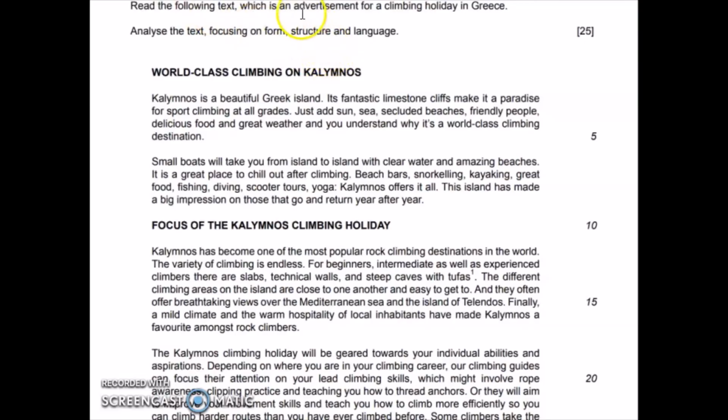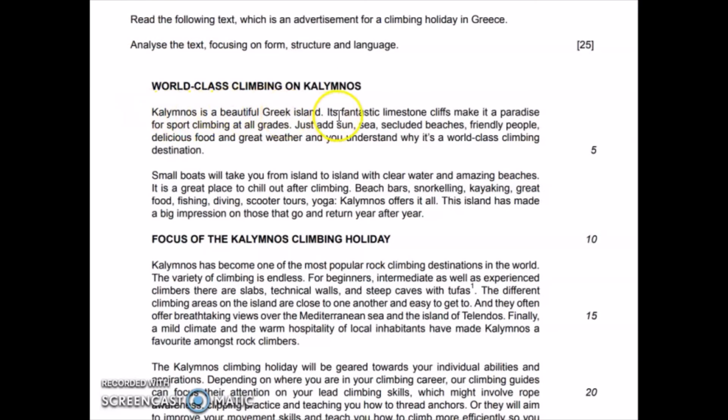First, we see what is being promoted in this advertisement, and that is Kalymnos. It serves as a desirable climbing destination. Adjectives like beautiful, fantastic, secluded, friendly, delicious, great, world-class, they are all conveying a positive impression of the location.